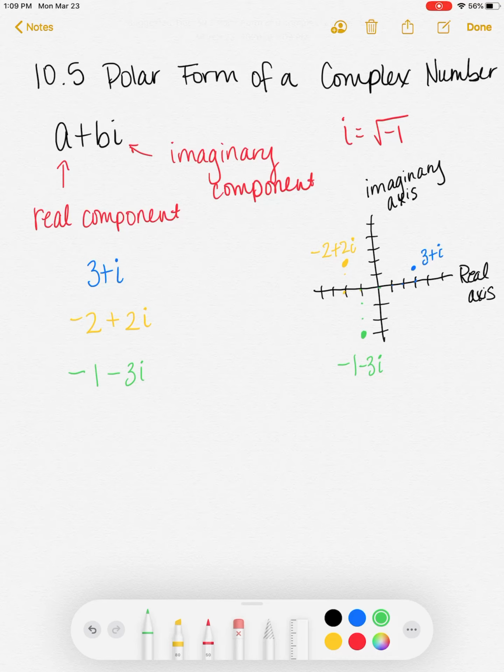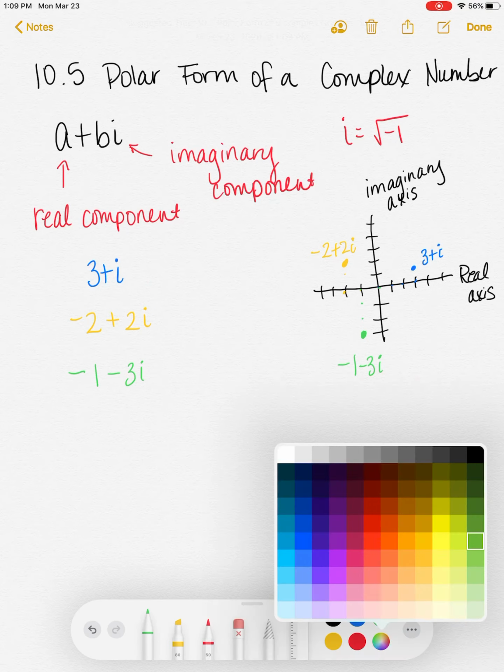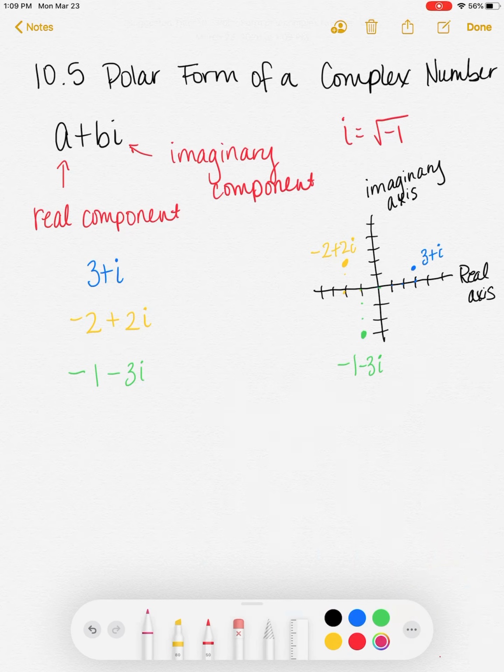Well, we can also talk about, let me get another color here. How about some pink? I've got way more colors than my dry erase markers. And guess what? They're never going to run out.